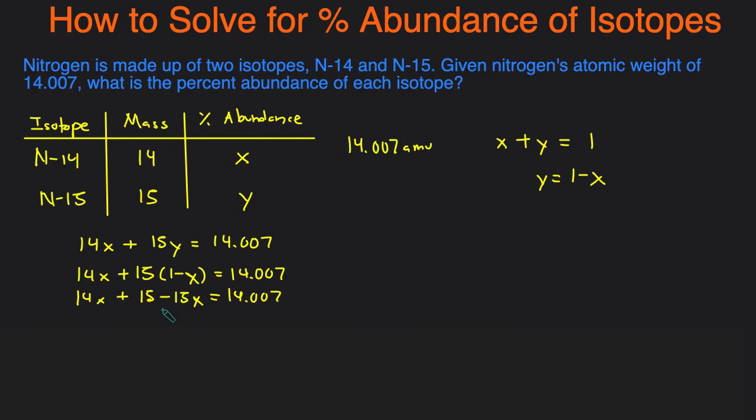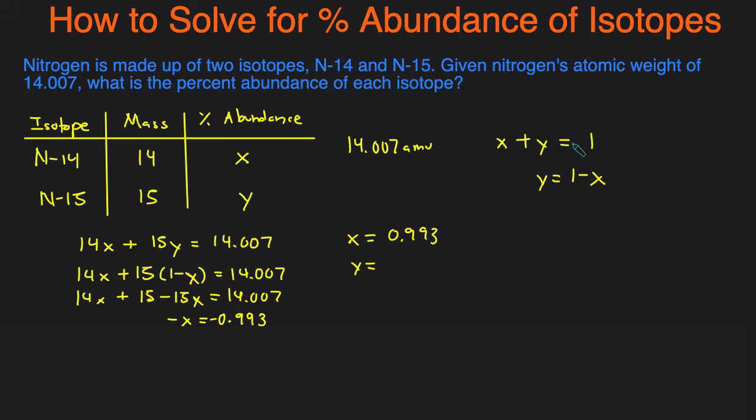So now we combine the like terms. We'll keep the x on the left-hand side. So this is 14 minus 15, that's going to be negative x. And we subtract 15 from both sides. So that'll be 14.007 minus 15, and that will give you negative 0.993. So divide both sides by negative 1, and that'll give you x equals 0.993.